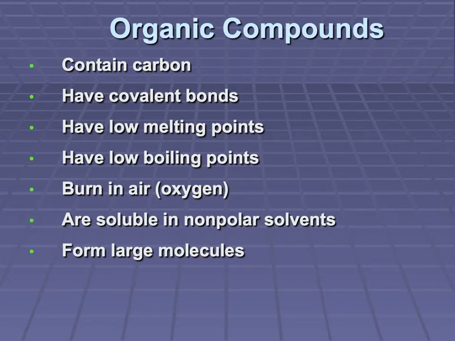Here are some of the properties of organic compounds, okay? So they do contain covalent bonds, right? If you remember, covalent bonds are produced when you have two nonmetals sharing electrons to make their bonds. And when they share their electrons, that means those bonds are relatively weak. That's why they have low melting points and also low boiling points.